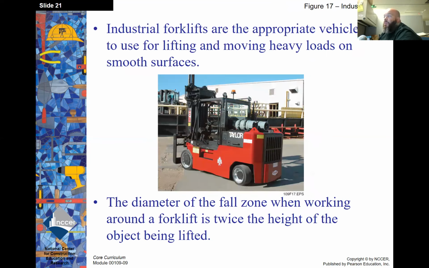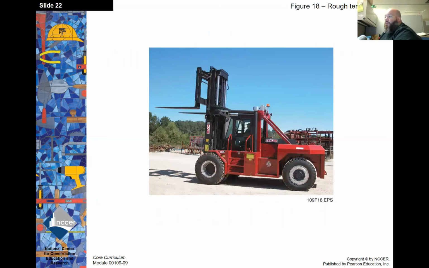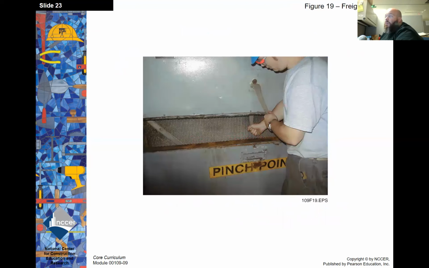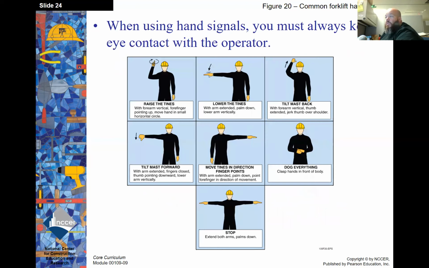Industrial forklifts are the appropriate vehicle to use for lifting and moving heavy loads on smooth surfaces. The diameter of the fall zone when working around a forklift is twice the height of the object being lifted. Here's a rough terrain forklift. When using hand signals, you must always keep eye contact with the operator.